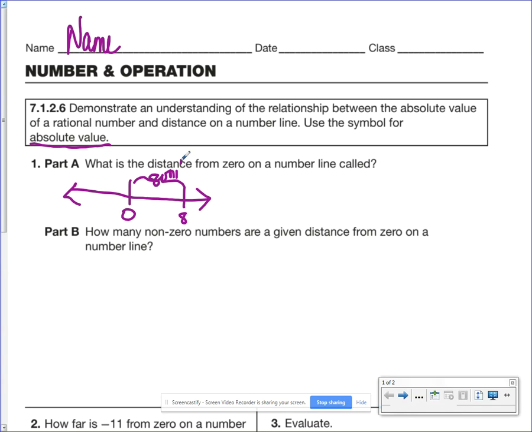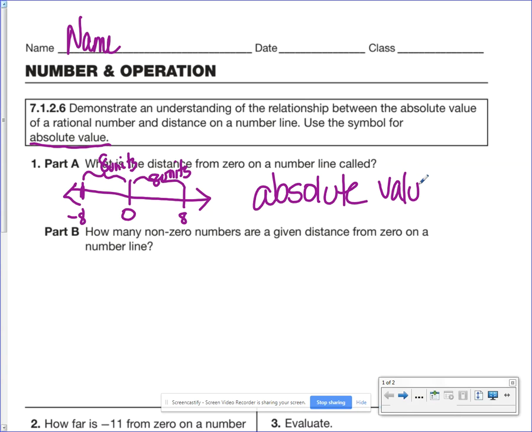If I happen to be at -8, the distance is still 8 units. When we talk about distance, we don't think about it in terms of negative or positive. It's just the number. So that's how we define absolute value. Your answer for this one, I wanted the words absolute value. That's the distance from 0.